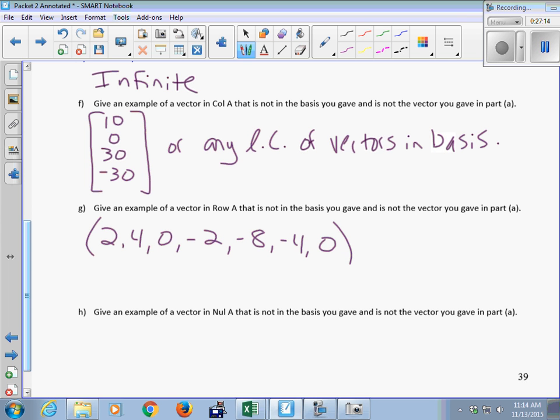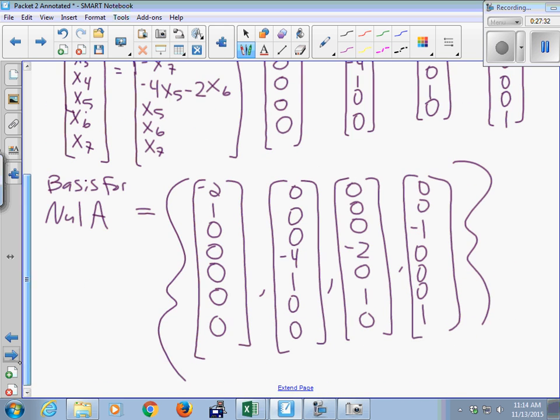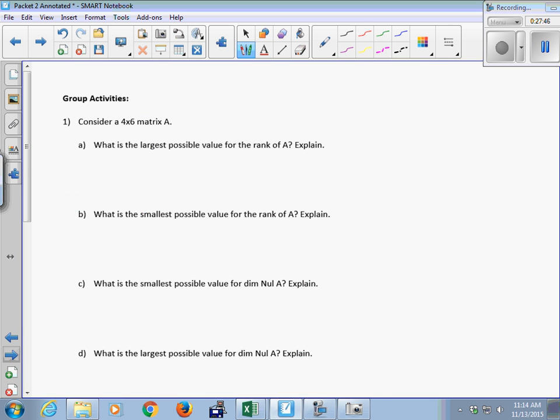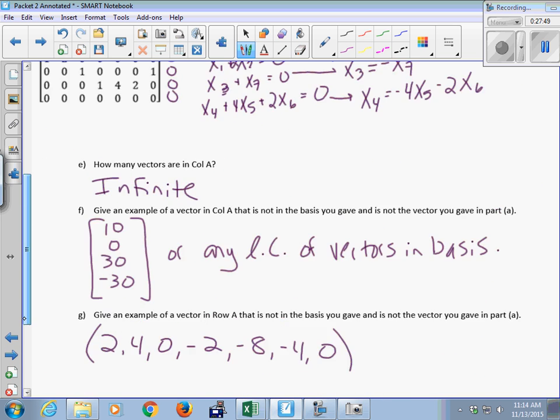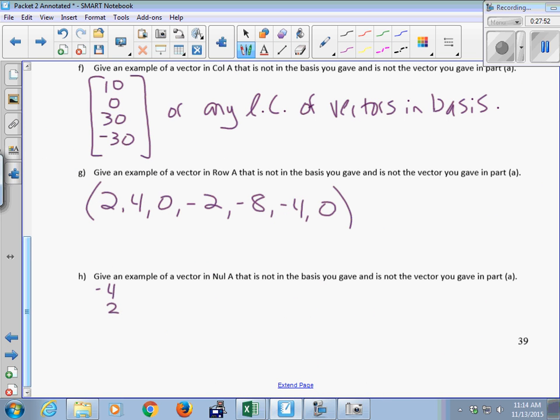Okay. An example of a vector in the null space of A, not in the basis, and not the one that we gave in part A. The one we gave in part A was kind of like the cheap one because it's always in there, right? So we look at our basis, you pick any linear combination of those four vectors, and that will be in Null A. So you put a weight of 2 on the first one: negative 4, 2, and then 5 zeros.